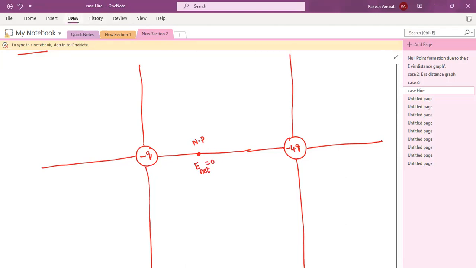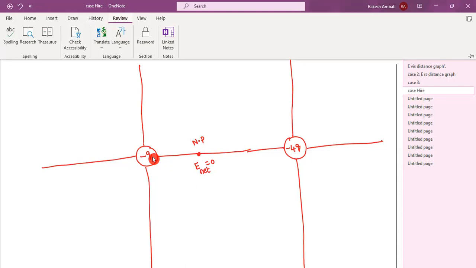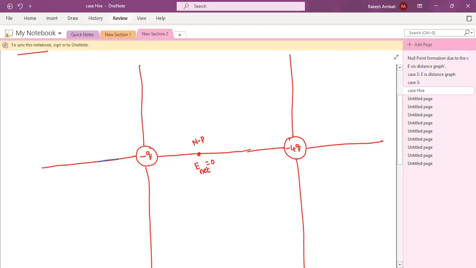Then now see the directions. In the case of negative charge, what is the direction of electric field? Towards the negative charge. Same here, direction of electric field is towards the negative charge.